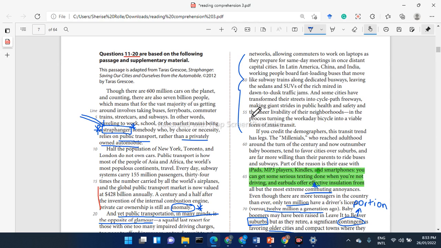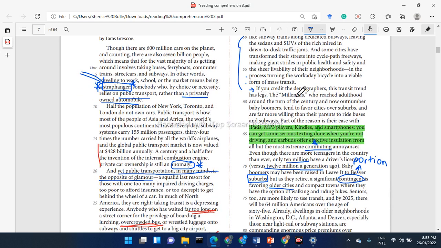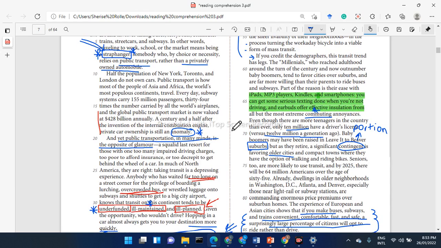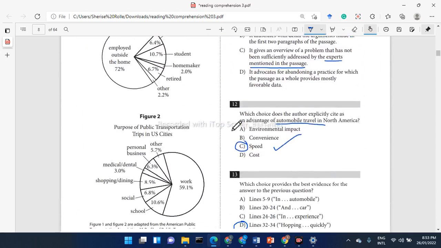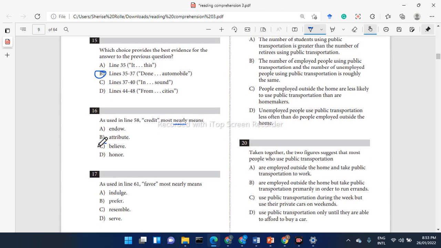55, 56, 57, 58. All right, so if you credit, it's C. If you credit, believe the demographics, the transit trend had legs. Exactly, it's C. Yeah, credit means, in this case, to believe. That's my bad. I misclicked.